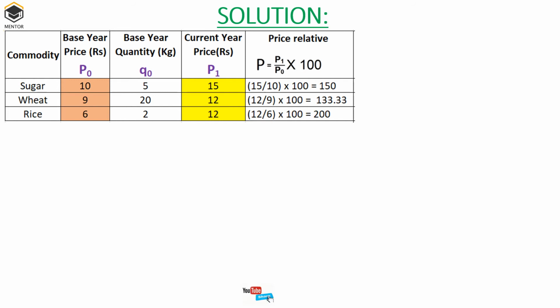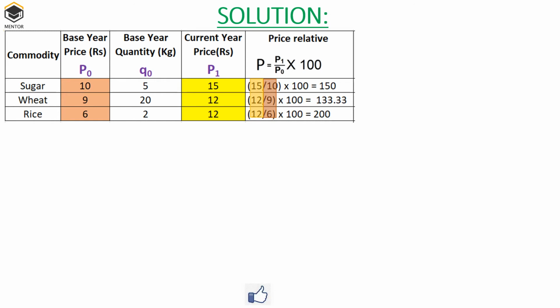So I'm going to divide these values. This is my P1: 15, 12, 12. What are our P0 values? 10, 9, 6. So I'm going to divide these two values and multiply with 100. I will be getting the values as 150, 133.33 and 200. So these are my price relatives of sugar, wheat and rice.